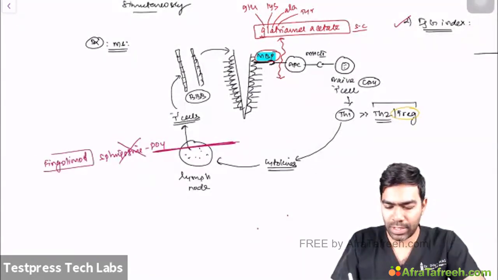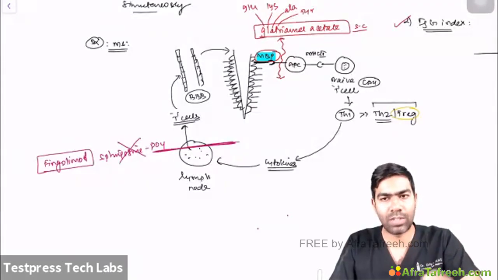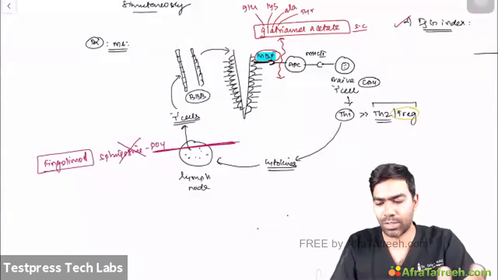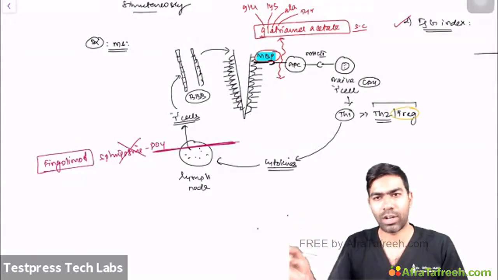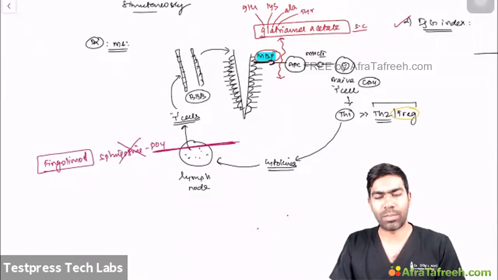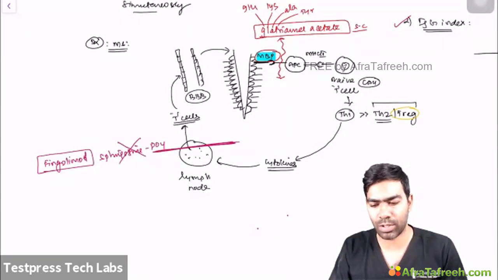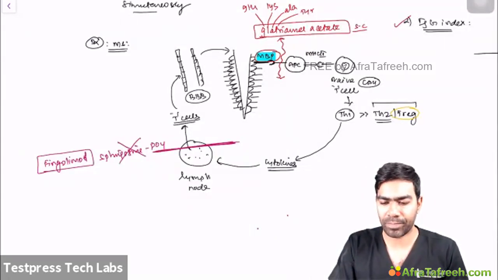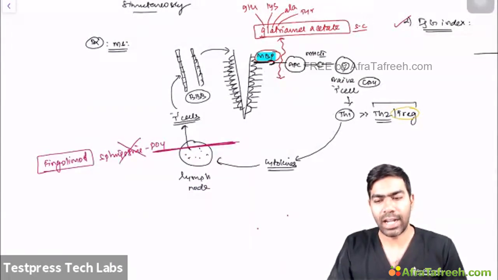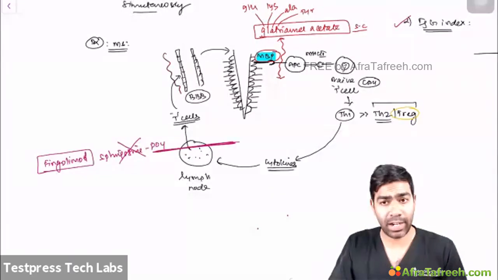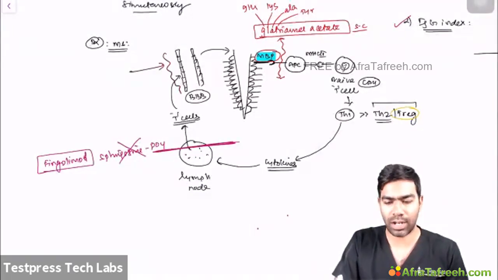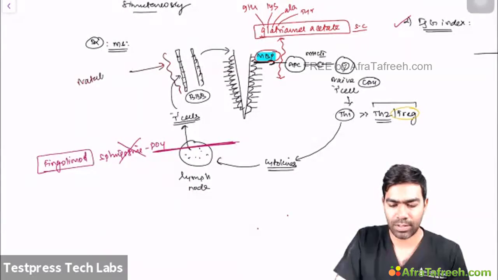So fingolimod basically blocks the T cell egress out of the lymph node, the lymphatic system, which means it will sequester the inflammatory cells within the local lymph nodes. It will not allow the T cells to come out of the lymph nodes so that they can produce an immune response. And ultimately, the T cell entry across the blood-brain barrier, that's very important. So this can be stopped by a variety of drugs. And one of the most important drugs in that situation is natalizumab.